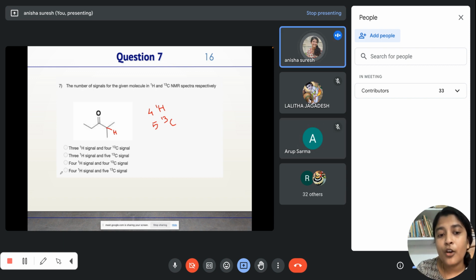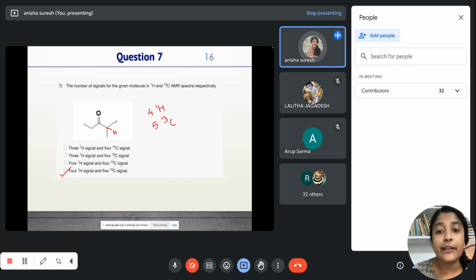So there will be 4 proton signals and 5 13C signals. Which are the 4 proton signals? The CH3 will be 1, the CH2 will be 2, the CH will be 3, and these two CH3s are identical and will be the 4th proton signal.